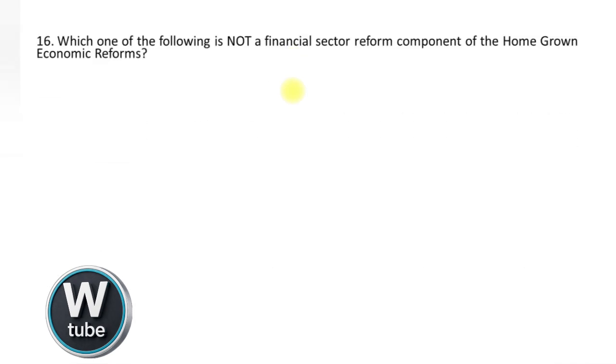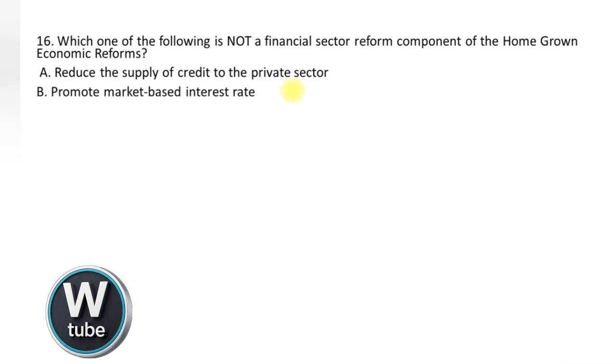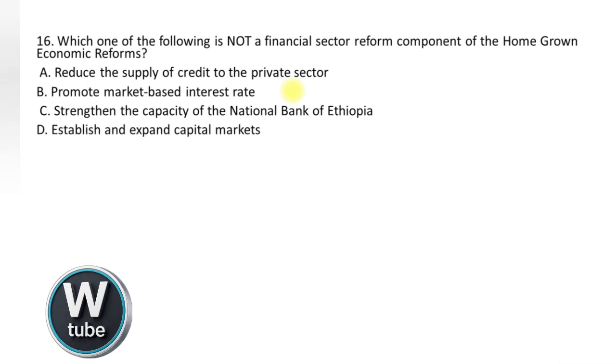Question number 16. Which one of the following is not a financial sector reform component of the homegrown economic reforms? A. Reduce the supply of credit to the private sector. B. Promote market-based interest rates. C. Strengthen the capacity of the National Bank of Ethiopia. D. Establish and expand capital markets. Which one is not the financial sector reform component of homegrown economic reform?